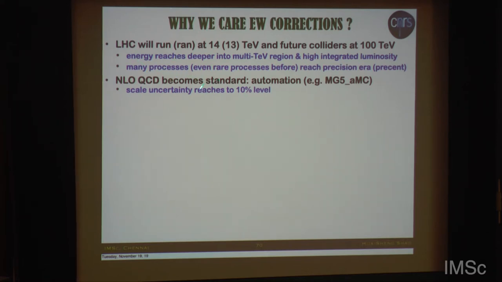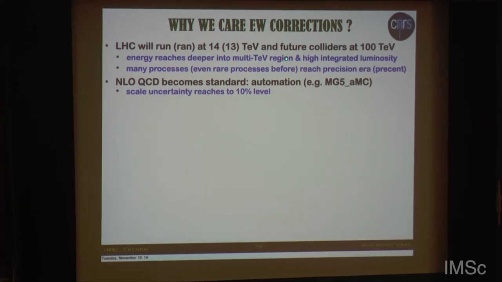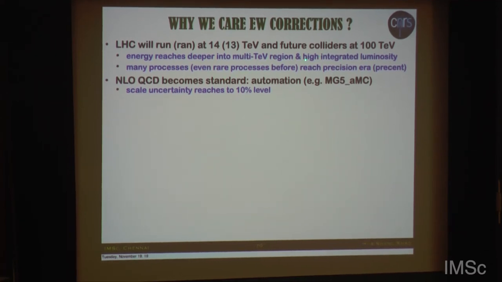So the LHC run will run at 13 TeV and also future colliders. They really help you to have the energy to reach much deeper into the multi-TeV regime, okay? And you have very high integrated luminosities, which means you will collect huge data samples. And for many processes, even some rare processes, you can reach percent level accuracy in measurement. So next-to-leading order QCD, right now it's standard and automated, but it still leaves over typically 10% scale uncertainty, okay?